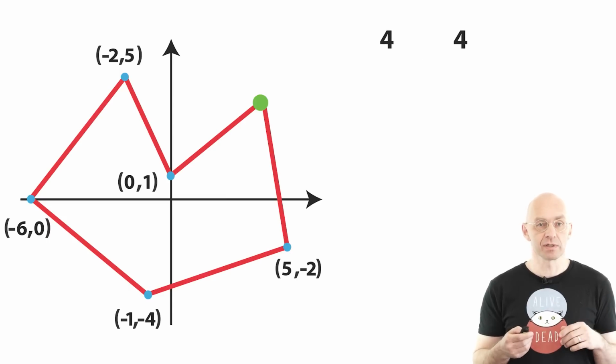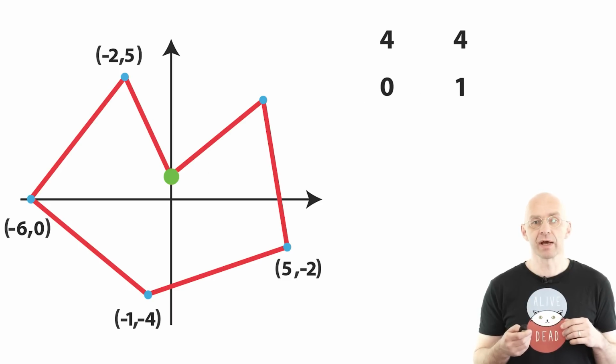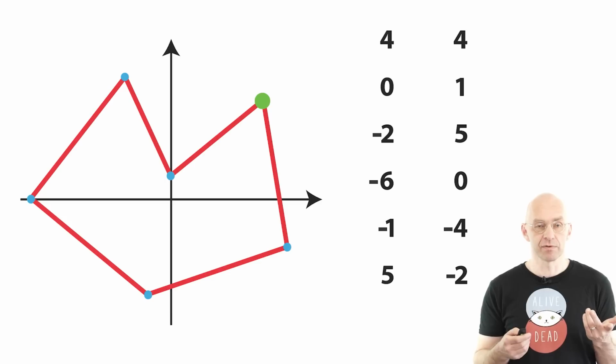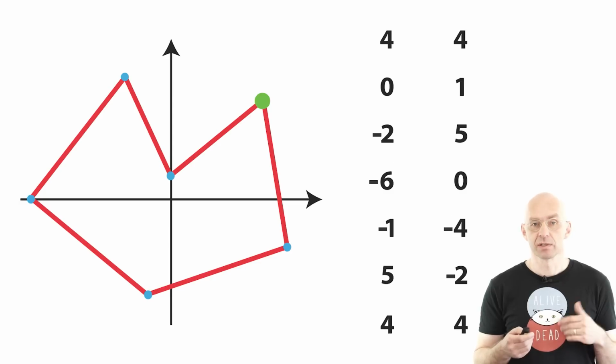Now we traverse the curve in the counterclockwise direction and do the same for the other blue points we come across. Here, there, there, and there. Now we're back at the point we started from and include its coordinates one more time at the end of our list. Now draw on the crosses.